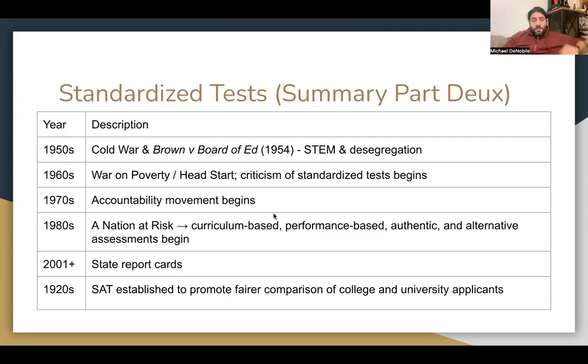So, our quick summary: 1950s, you had the Cold War, Brown versus Board of Education in 1953. So you have this intersectionality between STEM and desegregation. 1960s, you have the War on Poverty, Head Start, criticism of standardized tests begin. The 1970s is when the accountability movement begins, of using assessments as a form of accountability on states, on school districts, on individual schools. In the 1980s, you have the nation at risk, which leads to the rise of curriculum-based, performance-based, authentic, and alternative assessments.